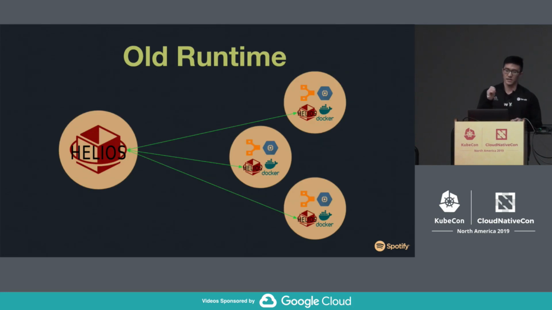So let's talk quickly about our old runtime, or what we're migrating from. Our old runtime involves having one Docker container, or instance of a microservice, per host. The host configuration and setup is done by Puppet, and the Docker orchestration is done by Helios, which is our own open source container orchestration system that was conveniently announced the day before Kubernetes was.